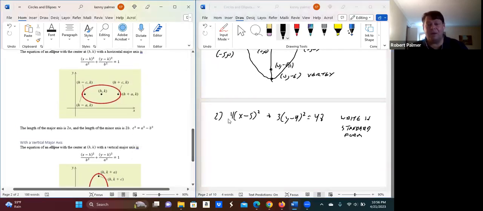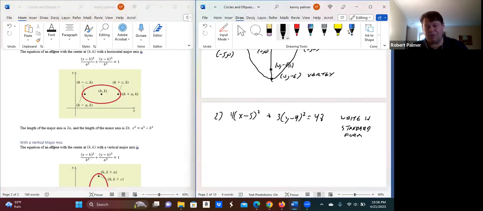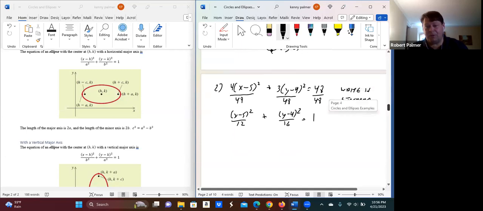How we do that then is we're going to divide both sides by 48. Essentially, we're going to divide everything by 48. Now, if you notice, 4 over 48 is going to be (x minus 5) squared over 12. This is going to be (y minus 4) squared over 16. And then, of course, 48 over 48 is 1. Okay. Now, we get a little bit closer.